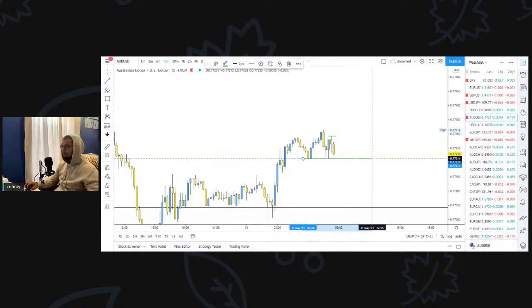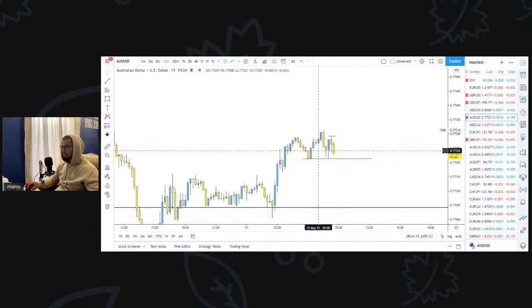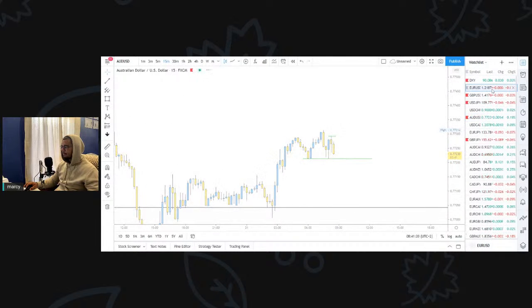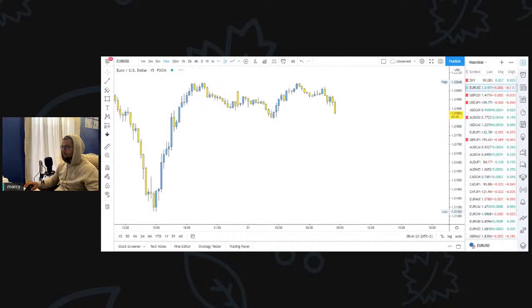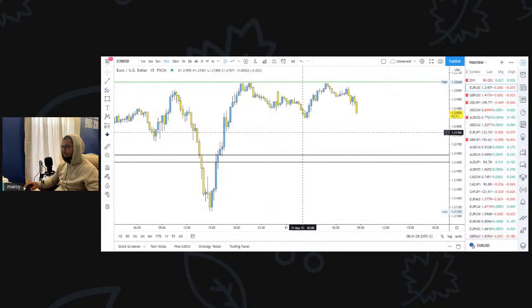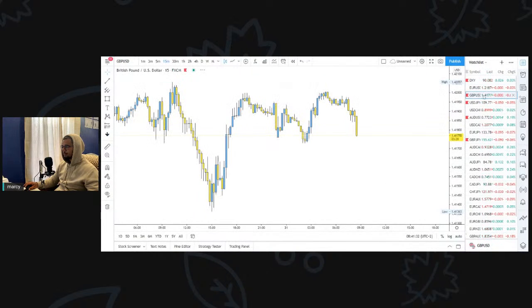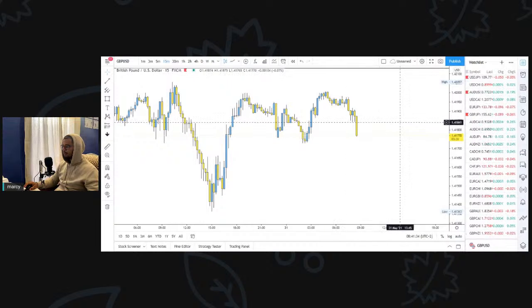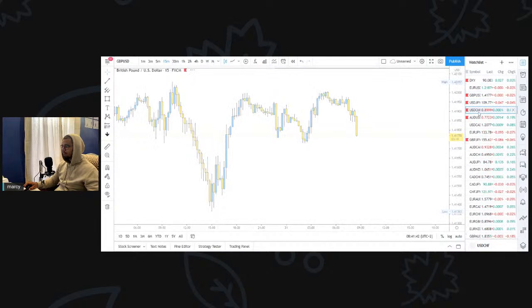If we break below this, that then means the 15-minute structure is to the downside. Let me check. I think we can look for buys on Swiss franc. I definitely think we can look for buys on Swiss franc actually.